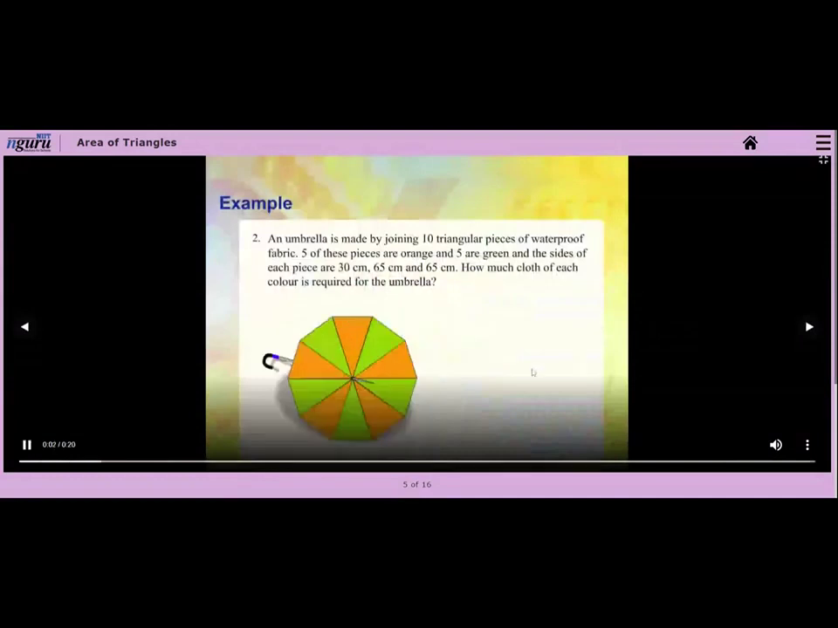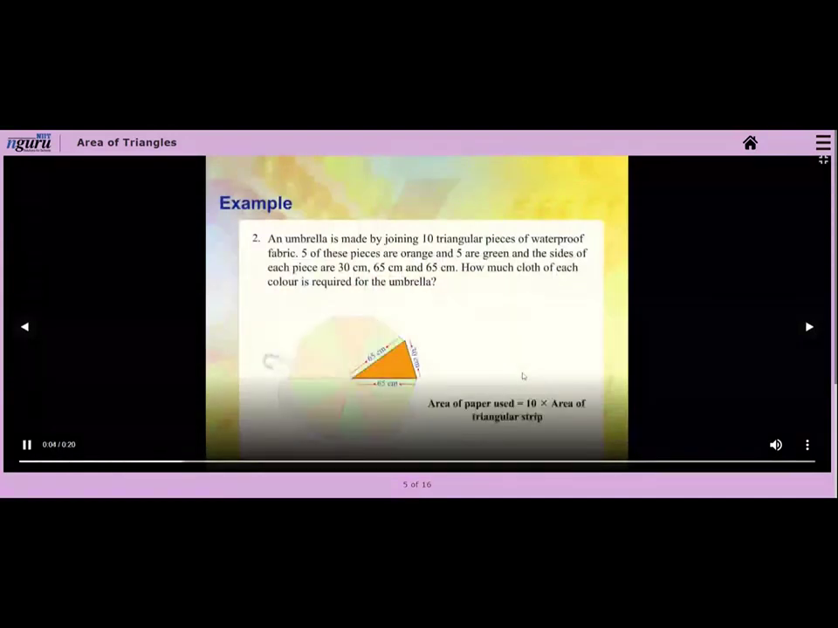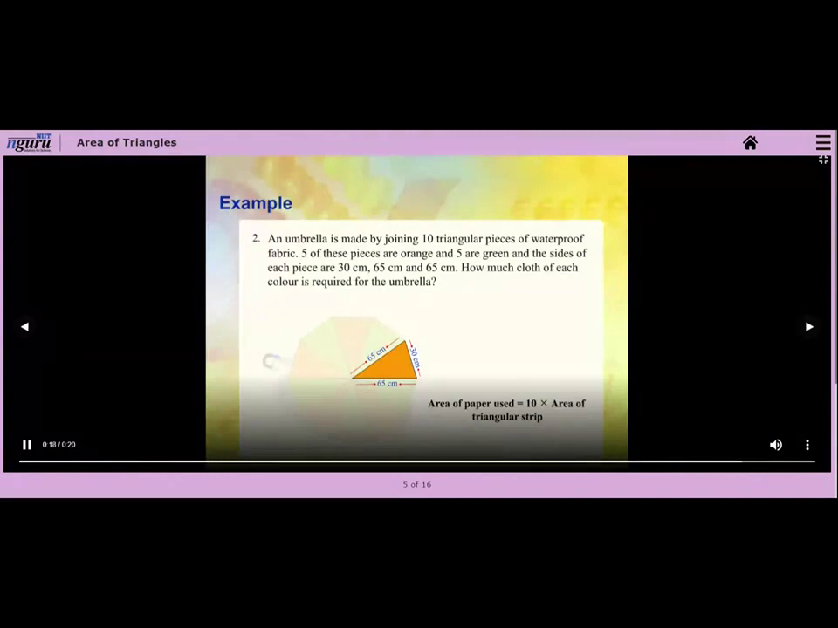An umbrella is made by joining 10 triangular pieces of waterproof fabric. 5 of these pieces are orange and 5 are green. And the sides of each piece are 30 centimeters, 65 centimeters, and 65 centimeters. How much cloth of each color is required for the umbrella? So 10 into square root of s into s minus a into s minus b into s minus c for each color. So if you multiply that by 2, you will get the total cloth required.